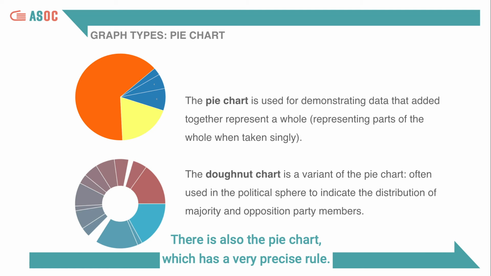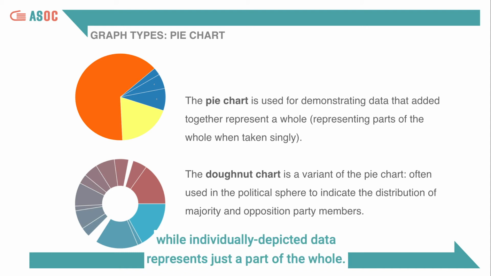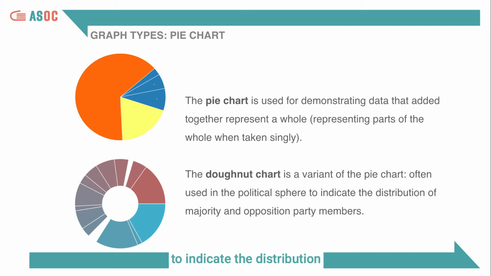There is also the pie chart, which has a very precise rule. All the values in the chart must add up to the whole. The sum of all the values is the total, while individually depicted data represents a part of the total. The donut chart is a variant of the pie chart. It is often used in the political sphere to indicate the distribution of the majority and the opposition in Parliament.